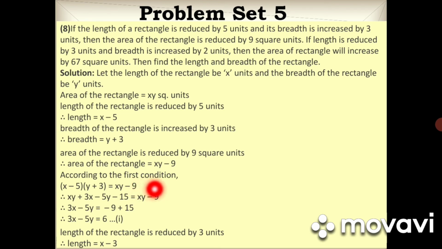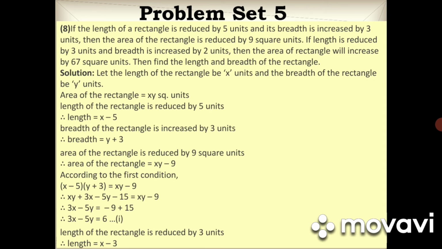Therefore, xy plus 3x minus 5y minus 15 is equal to xy minus 9. Xy gets eliminated. Therefore, 3x minus 5y is equal to minus 9 plus 15. Therefore, 3x minus 5y is equal to 6. Let this be equation 1.